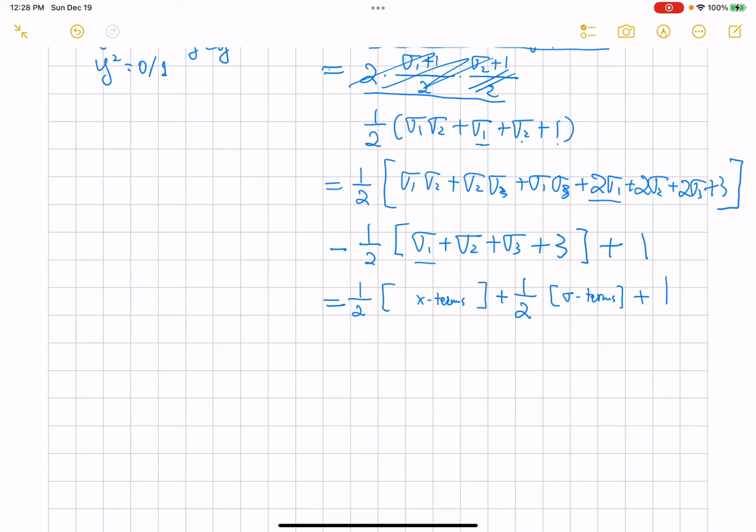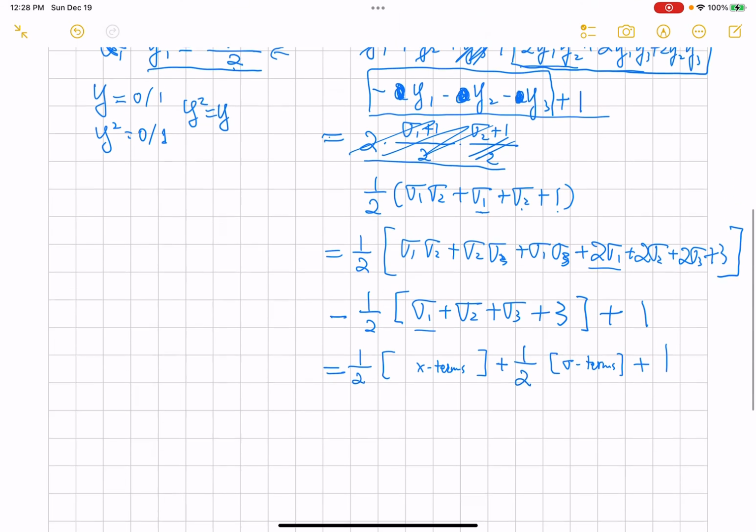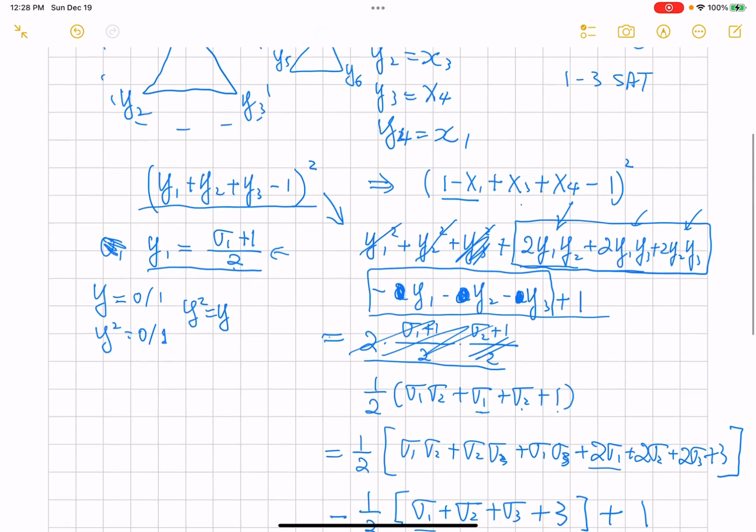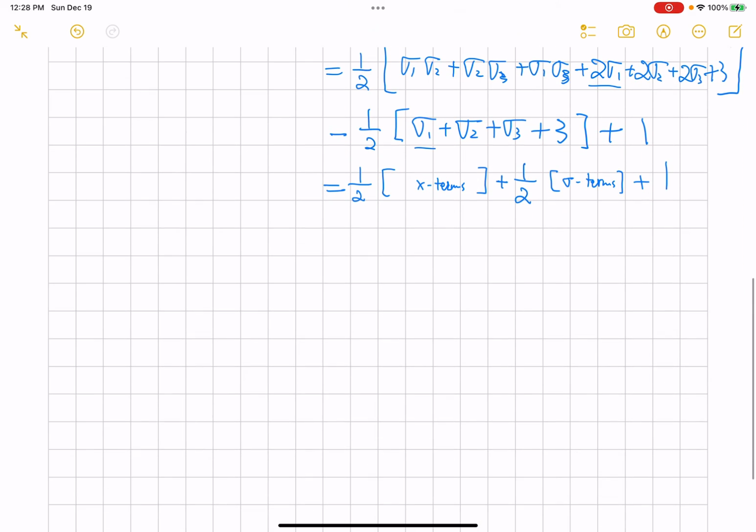Now, what does that mean? Let's check this a little bit. Okay, so what we just said is I have a bit formulation, y1 plus y2 plus y3 minus 1 squared. This converting to the equivalent spin penalty term would be 1/2 of some cross terms, the sigma 1 sigma 2s, plus 1/2 of the sigma terms, just a sigma 1, plus a 1.